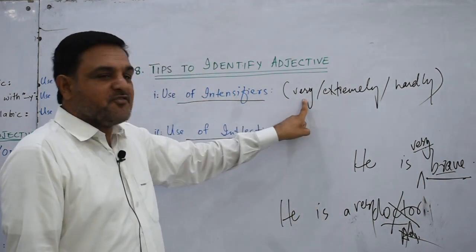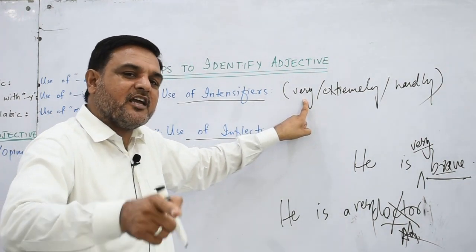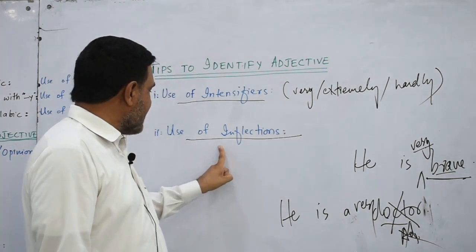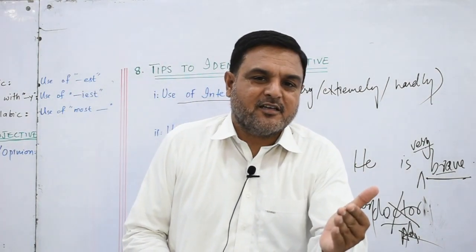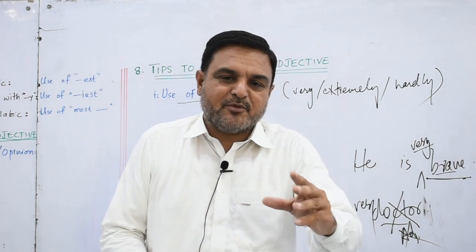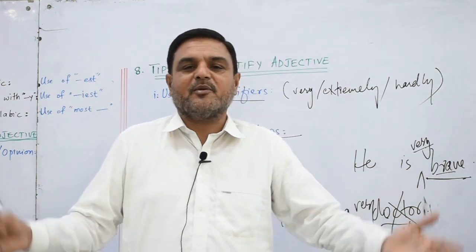So these are some of the very simple tips to identify an adjective. Use of intensifier: if an intensifier can easily be used before a word, it will be called an adjective. And the second one, use of inflections. Inflection means change of a word. If a word can be changed with ER or EST, or with more or most in the beginning, it will be called an adjective.